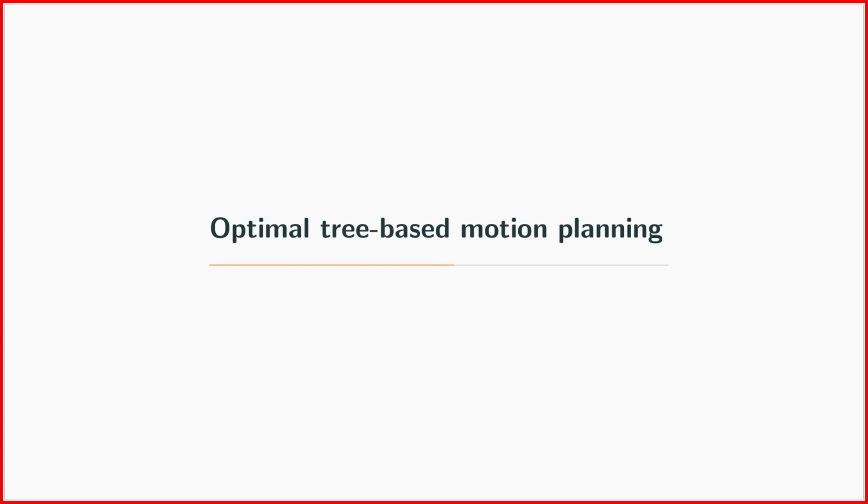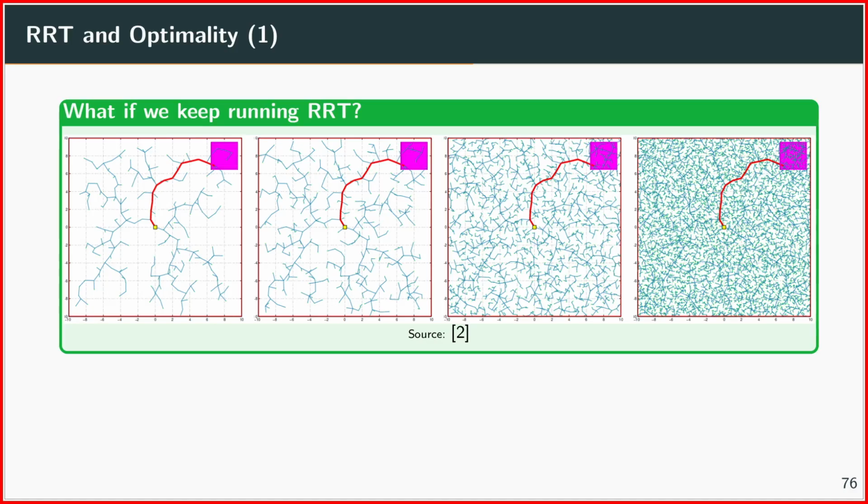OK, then let's go to how we can actually solve it with tree-based motion planning in an optimal way. So let's first talk about this RRT algorithm and optimality. And one question is, what if we actually keep running RRT? Would we actually improve upon our current path? And the answer is actually no.